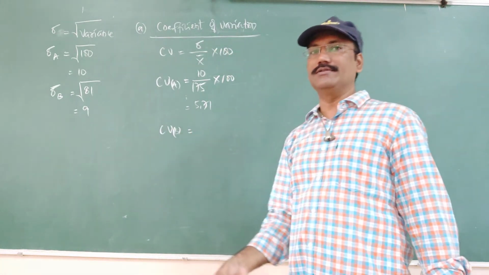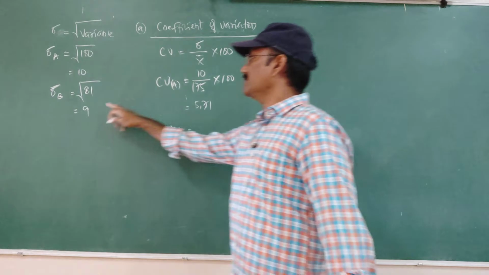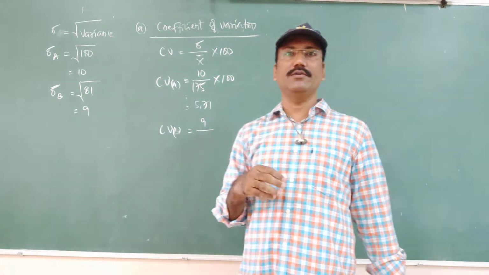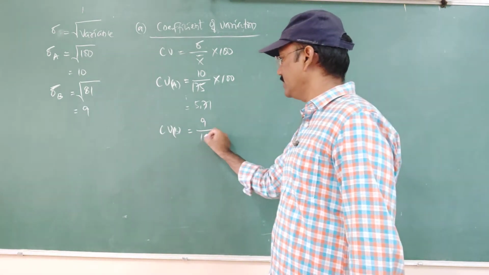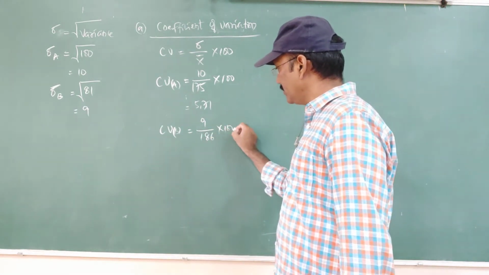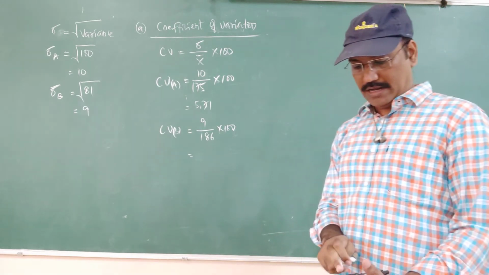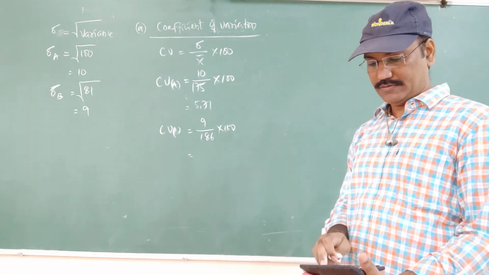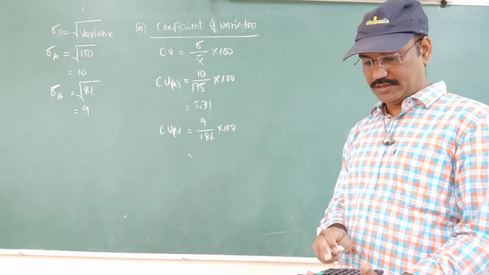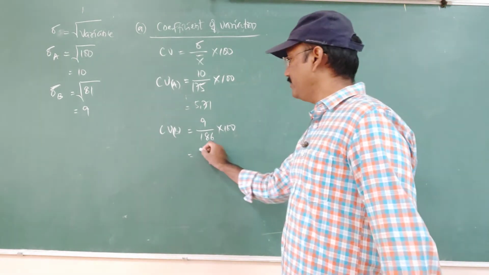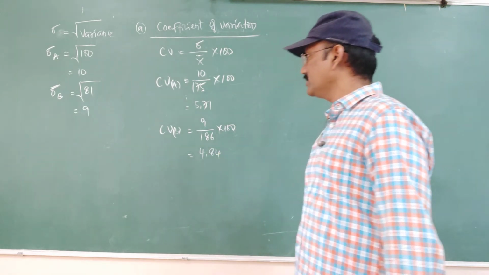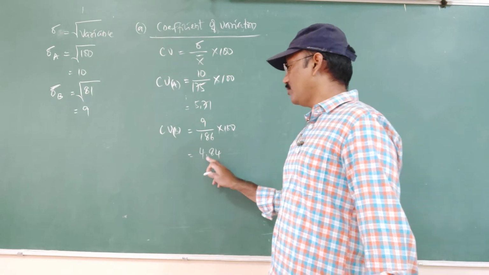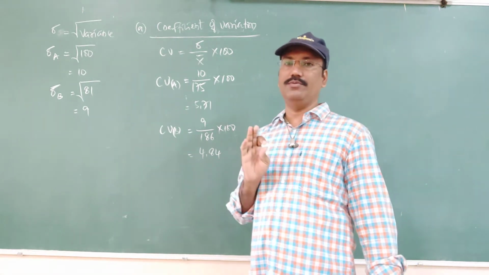Then the same for CV of B. B means the second village. The standard deviation here is 9, divided by the average income, which is the arithmetic mean, 186, into 100. So you need to find 9 divided by 186 into 100. The answer is 4.84. So 5.71 is A and 4.84 is B.